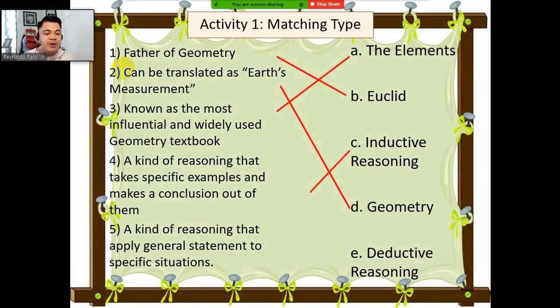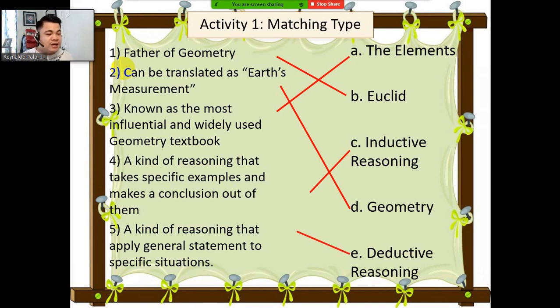Okay, for number five, it is a kind of reasoning that applies a general statement to specific situations. So the answer, of course, is deductive reasoning. It is the other way around, from general to specific situations.